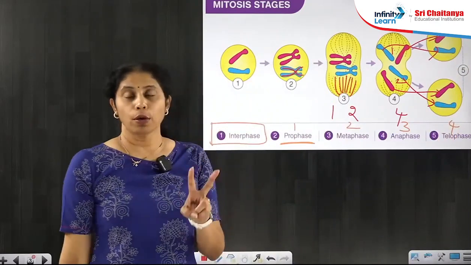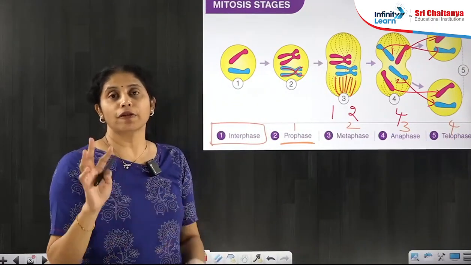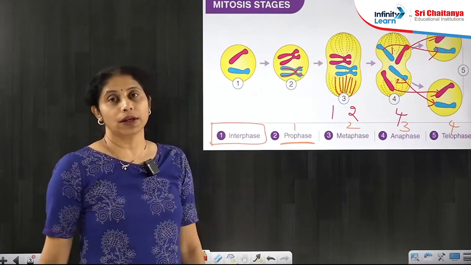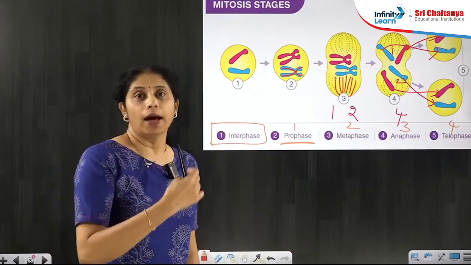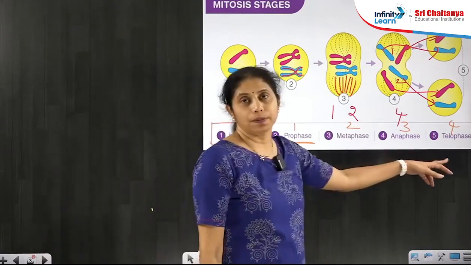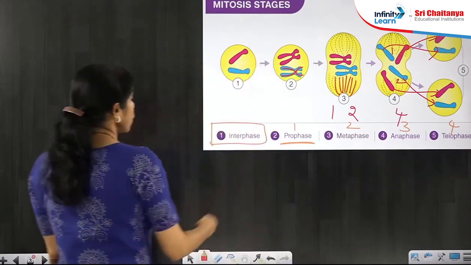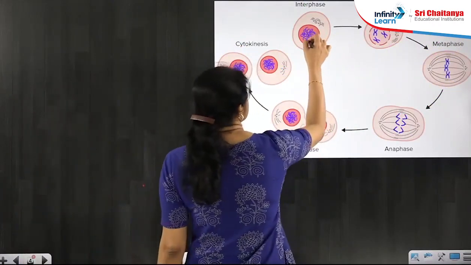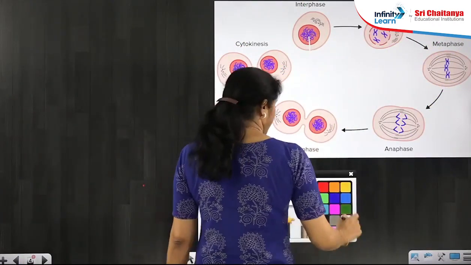So out of the 2 chromosomes, after splitting, they are forming the 4 chromosomes, and among the 4, 2 are entering into one daughter nucleus and the remaining 2 are entering into the other daughter nucleus in the telophase. Let us see how this is going to happen. All of you can see here interphase. Interphase will be showing the chromatin reticulum.